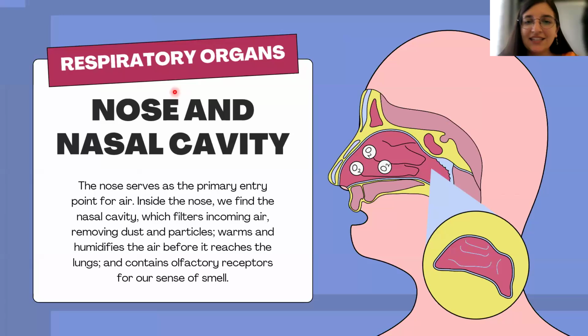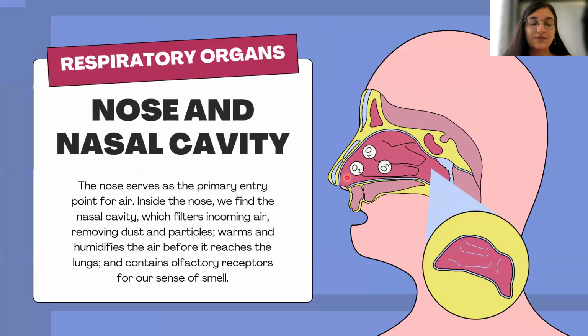So let's look at the organs that are involved. In the previous lesson, we learned that organs are made of different tissues that come together. So let's have a look at that. The organs involved are the nose and the nasal cavity. So the nasal cavity is this part.